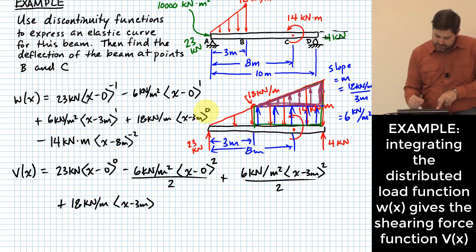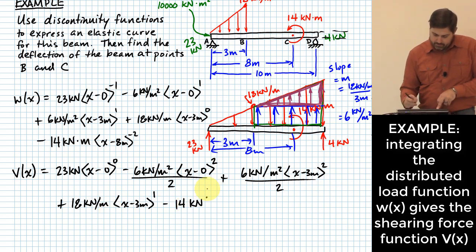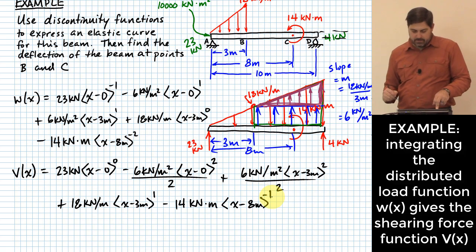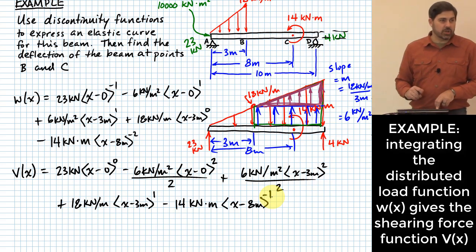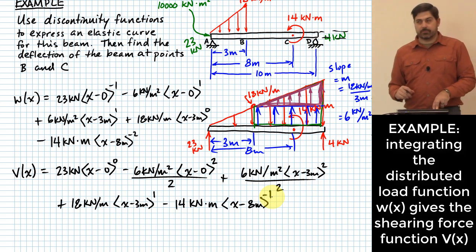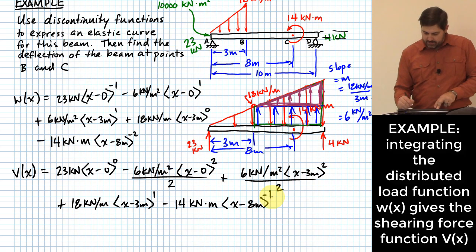This one is raised by 1, right? Which means I don't have to divide by anything. And the last one is 14 kilonewton meters, x minus 8 meters. This one gets raised by 1, so now it becomes x minus 8 meters to the minus 1. And if you're a good calculus student, what do you do at this point? You say, don't forget the plus c.